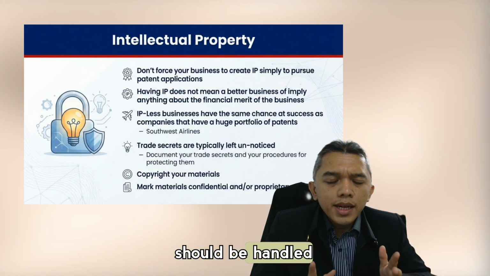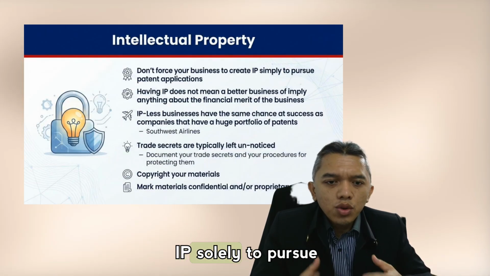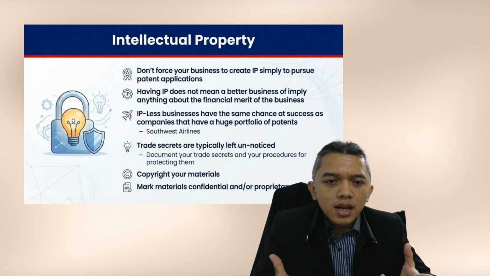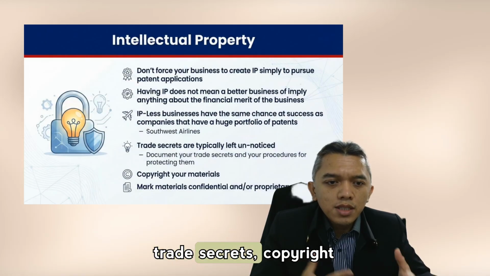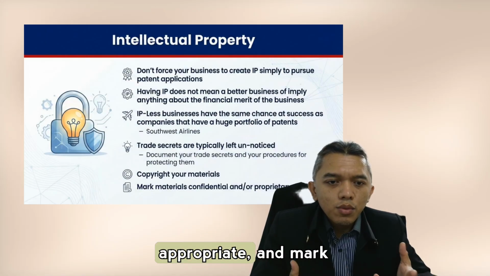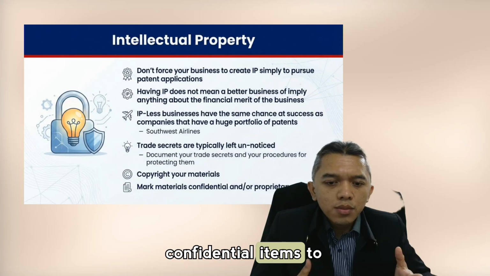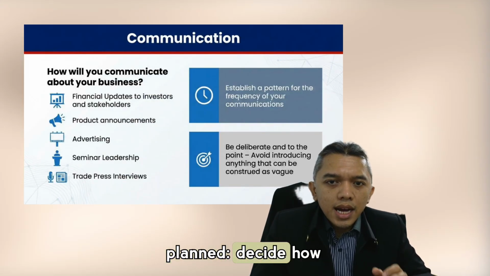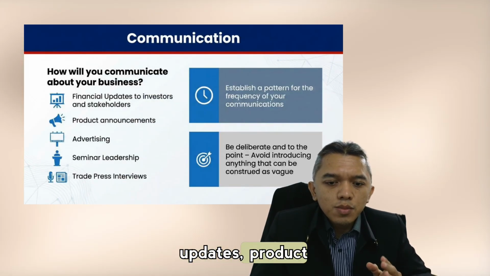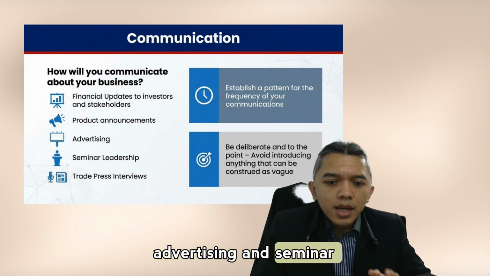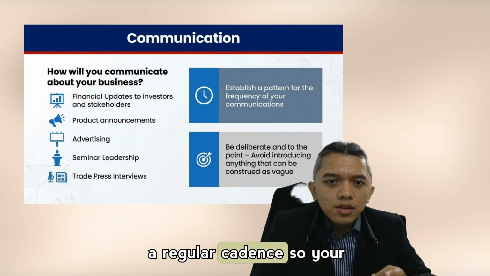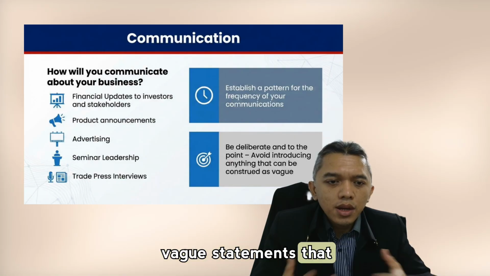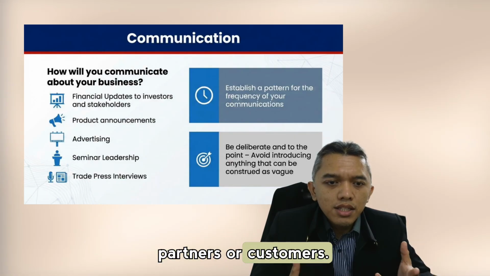Intellectual property should be handled pragmatically. Don't force IP solely to pursue patents. Understand that IP doesn't guarantee financial success. Document and protect trade secrets. Copyright your materials where appropriate, and mark confidential items to preserve competitive advantage. Communication must be planned. Decide how you'll share financial updates, product announcements, advertising, and seminar leadership, and establish a regular cadence so your messages are deliberate and to the point, avoiding vague statements that could confuse investors, partners, or customers.